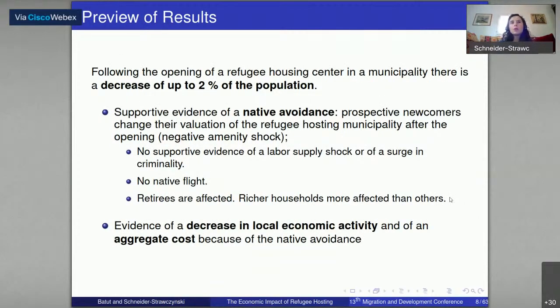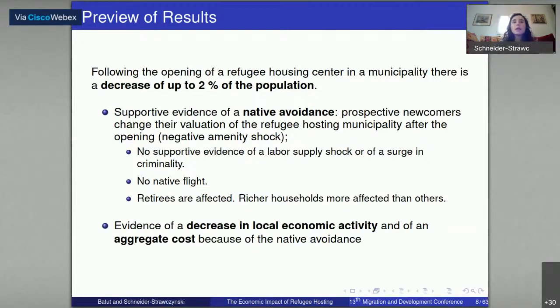So what I will show you is that following the opening of a refugee housing center in the municipality, there is a decrease of up to 2% of the population, and that this decrease in population is actually due to a native avoidance phenomenon, that is that prospective newcomers come less to hosting municipalities compared to non-hosting municipalities.